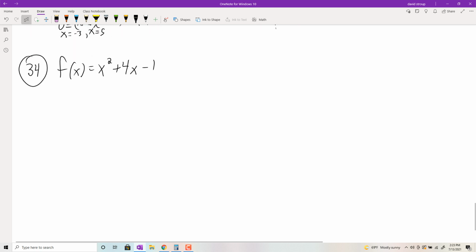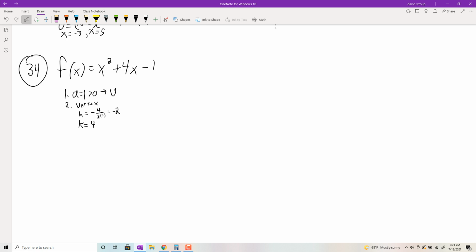Identify your shape. So A in this case is 1. It's greater than 0, so it's happy. Secondly, the vertex. So the h coordinate is negative b all over 2 times a. So negative 4 over 2 is the same as negative 2. Then plug that back into the equation to get your y value. So negative 2 squared is 4, plus 4 times negative 2 is negative 8, minus 1. So I get negative 9 plus 4 is negative 5.